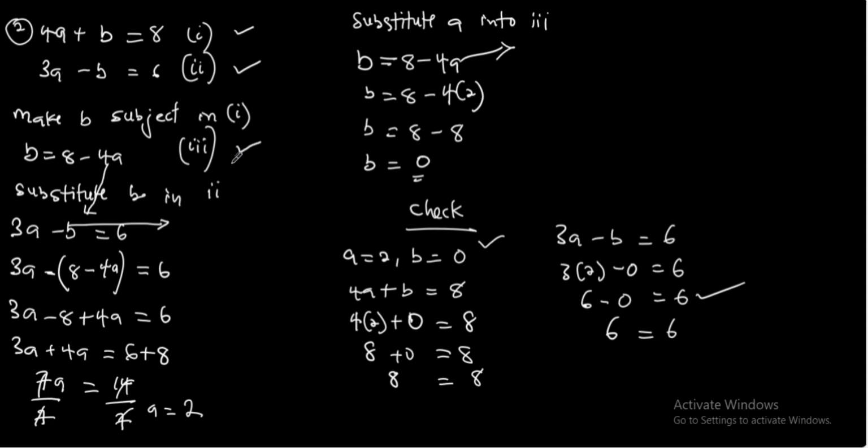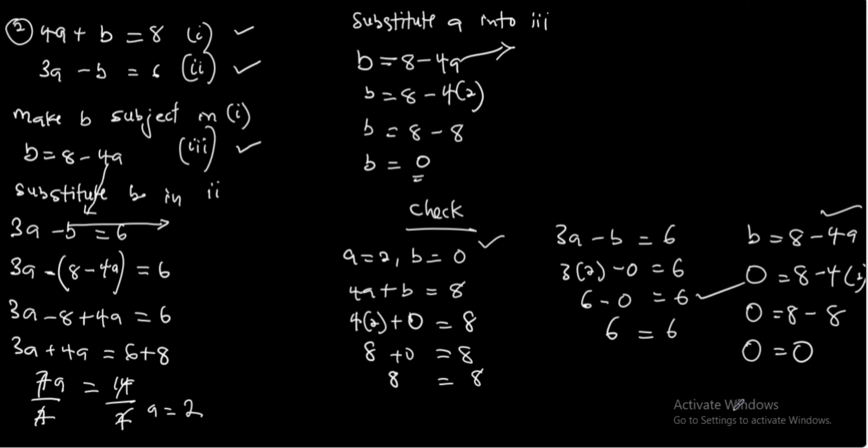You can also use equation 3. b equal to 8 minus 4a. We know that b is what? 0. So we have 0 on the left-hand side, equal to 8 minus 4. a is what? 2. So we have 0 on the left-hand side, equal to 8 minus 4 times 2, which is 8, on the right-hand side. So we have 0 equal to 8 minus 8, which is also 0. So if you look at it, we have exactly 0 on the left-hand side and exactly 0 on the right-hand side. And that makes our solution correct.